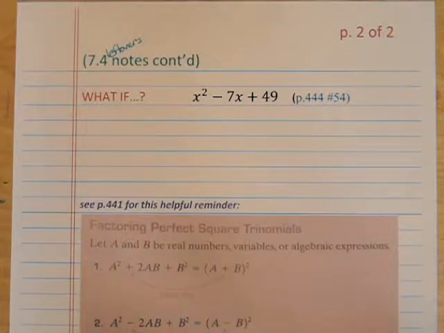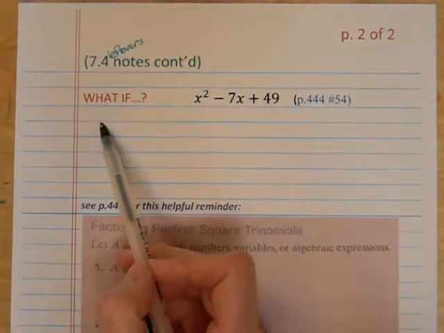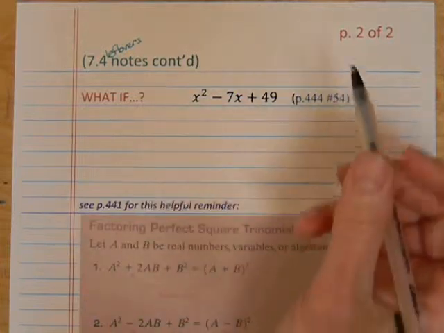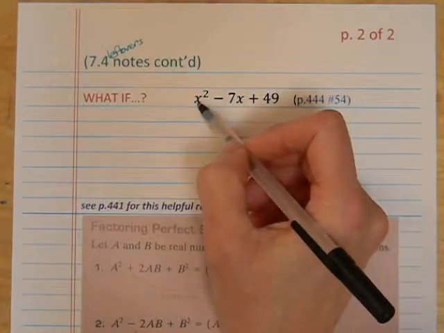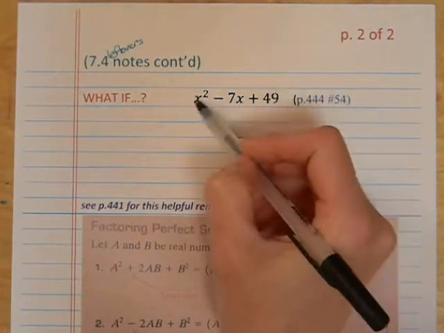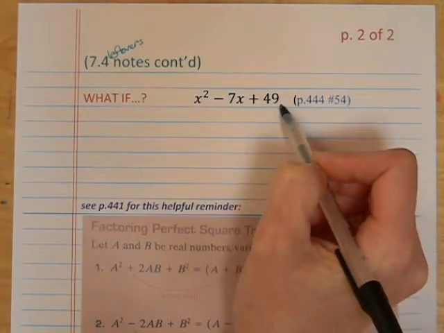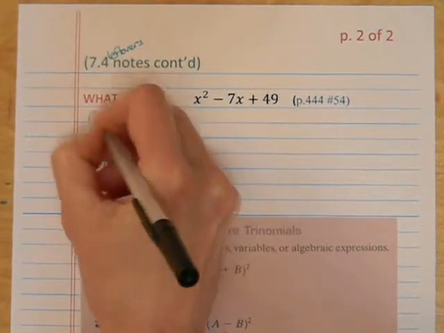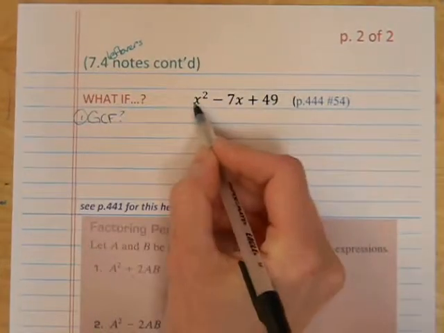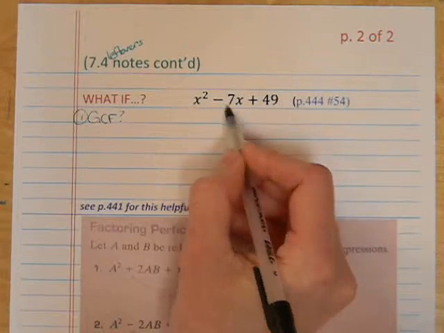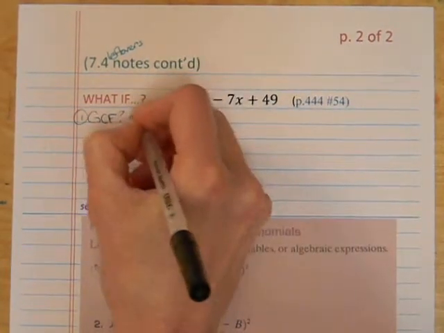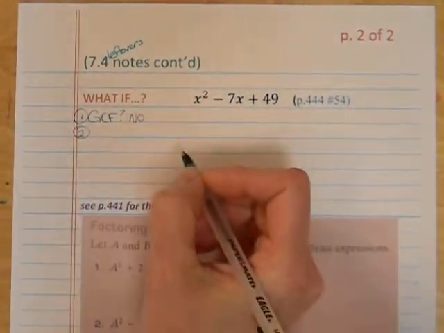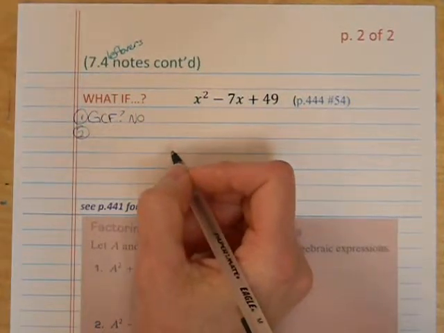We're looking at yet another way to speed things up for ourselves if we can recognize that it's a perfect square trinomial. What if you run into something like this, number 54, x squared minus 7x plus 49? We go through our usual routine. The first thing we check is, is there a GCF, a greatest common factor, that all 3 terms have in common? Answer is no. Very boring list of questions, but it helps us be ready to factor.